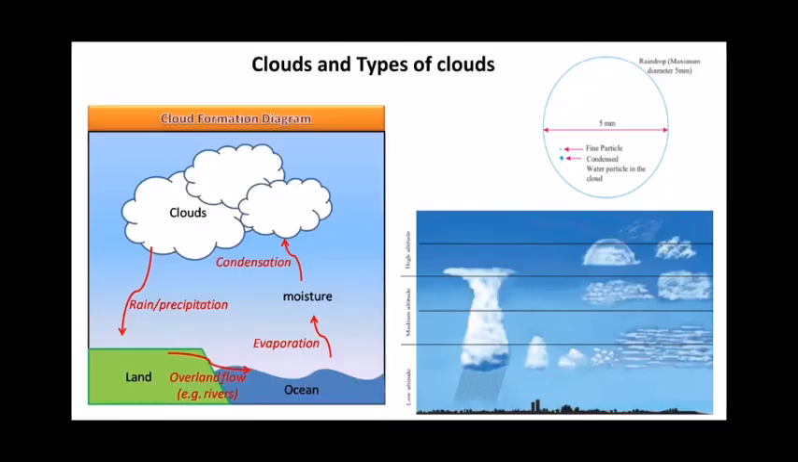We will be continuing with the chapter Humidity and Clouds. In the previous video, we learnt about humidity. In this video, we will be learning more about clouds and its different types. So children, clouds are a form of condensation but at a higher elevation.